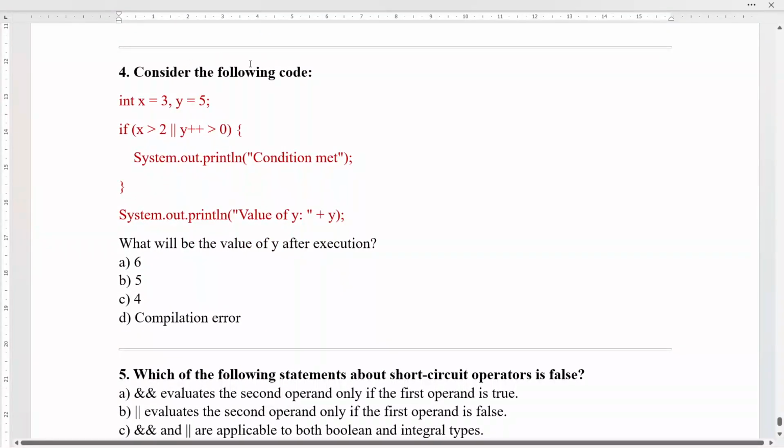Fourth question. Consider the following code. x is equal to 3, y is equal to 5. 3 greater than 2 returns true. So in case of short circuit OR, if argument 1 returns true, then there is no need of execution of argument 2. So here argument 2 is not being executed and the y value is not being incremented. So the condition is met and the value of y is 5 only because argument 2 is not being executed. So what will be the value of y after execution? 5 only.